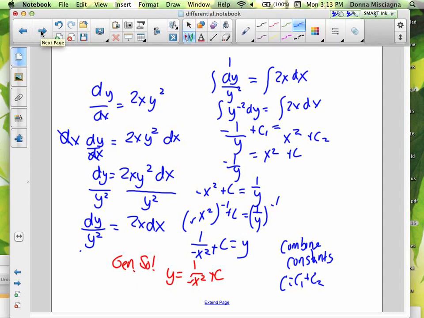Oh, in this case, I did something a little bit different. That's why I wanted to go over this one. So in this case, this is just a different solving. Same answer, but a slightly different solving.